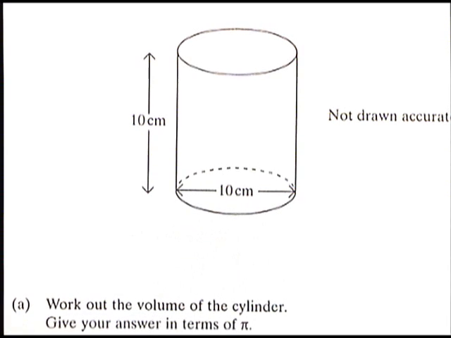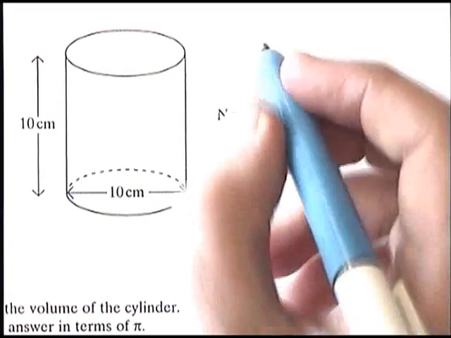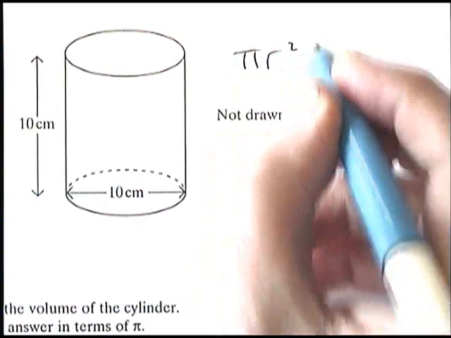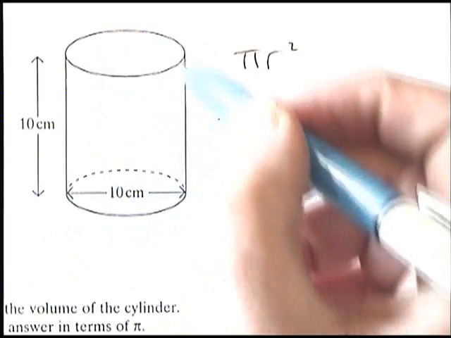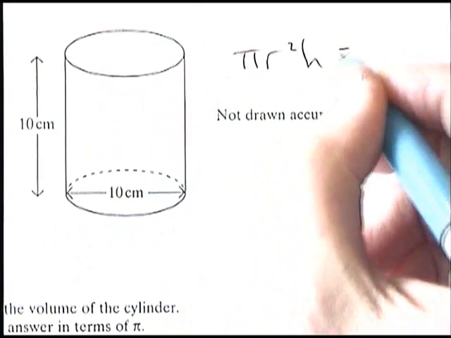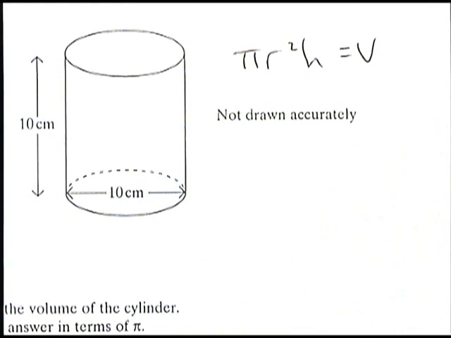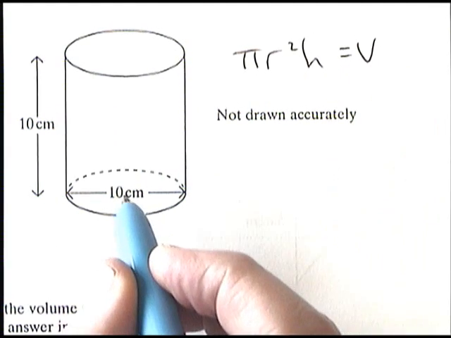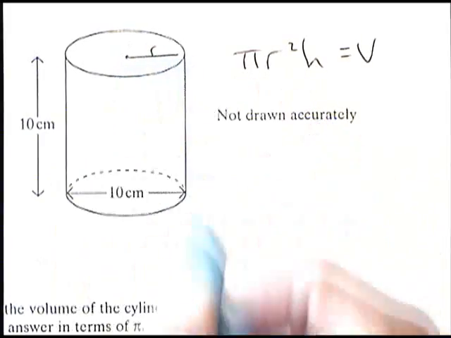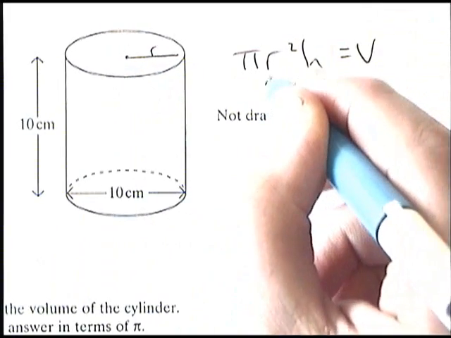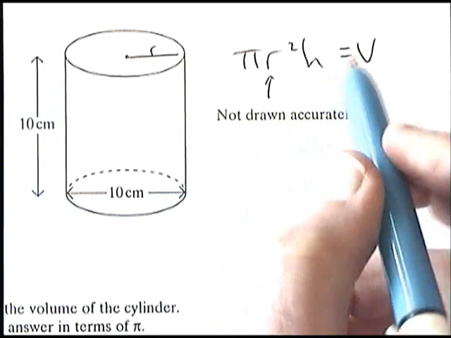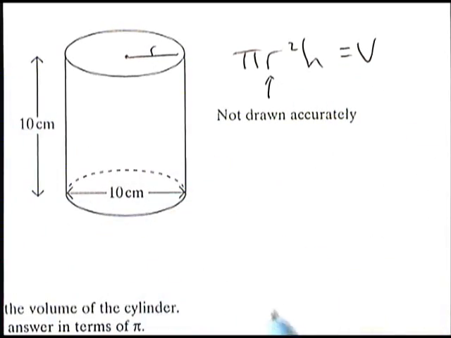In this question, we've got to find the volume of this cylinder, giving the answer in terms of pi. Well, the volume of a cylinder is equal to the area of the end, which is pi r squared, times by the height. So that's the formula we're using. R is the radius, which is the middle to the edge. That's the radius. So in this question, the radius will be 5. H, the height, will be 10.